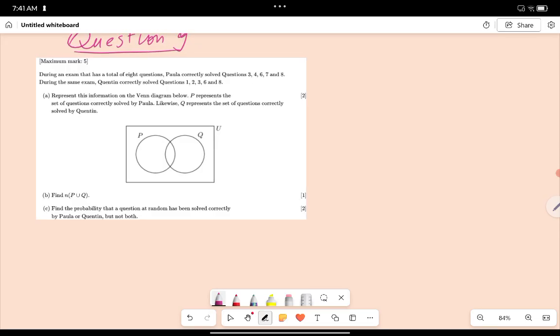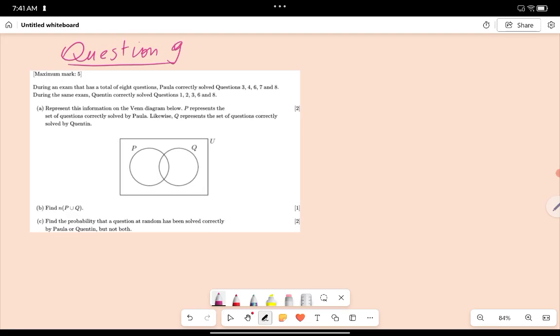During an exam that has a total of 8 questions, that's important, Paula correctly solved questions 3, 4, 6, 7 and 8. During the same exam, Quentin correctly solved questions 1, 2, 3, 6 and 8. Okay, so we've got two people here, Paula and Quentin, and they are solving questions. So Paula had 3, 4, 6, 7, and 8. And Quentin had 1, 2, 3, 6, and 8.